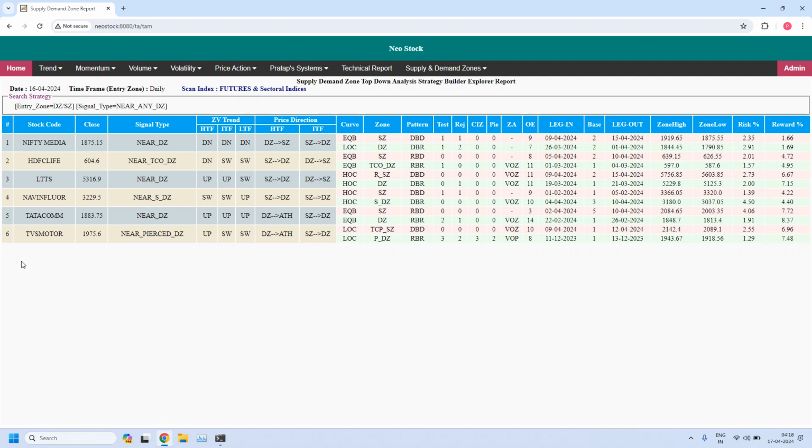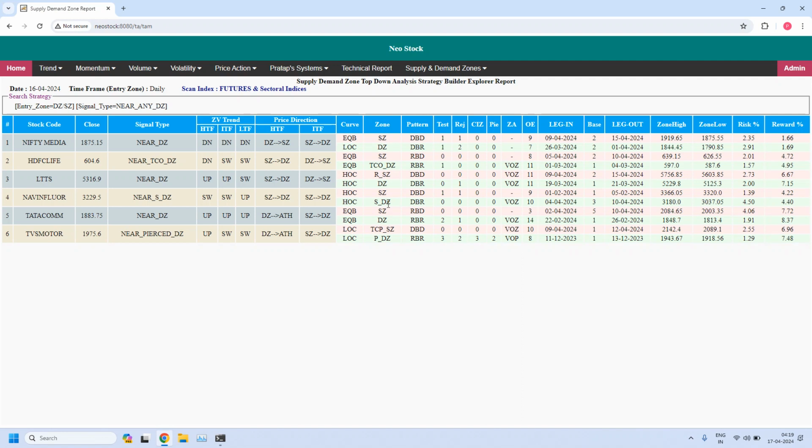Now let us identify the daily high liquidity zones, high liquidity demand zones from this list. Navin Fluorine is a daily high liquidity demand zone. It is a fresh zone. So you need to fine tune this zone from daily time frame to 75 minutes, from 75 minutes to 15 minutes, from 15 minutes to 5 minutes. So you need to fine tune the zone.